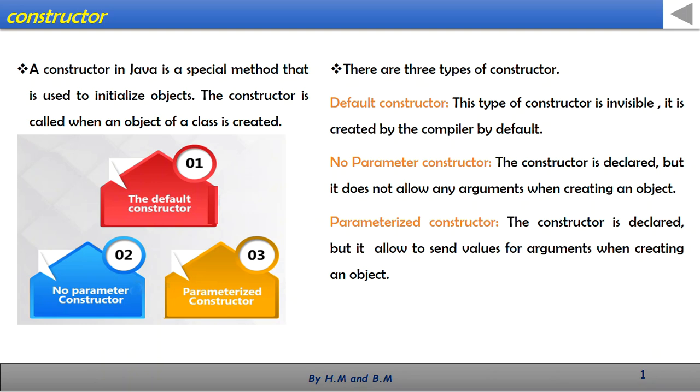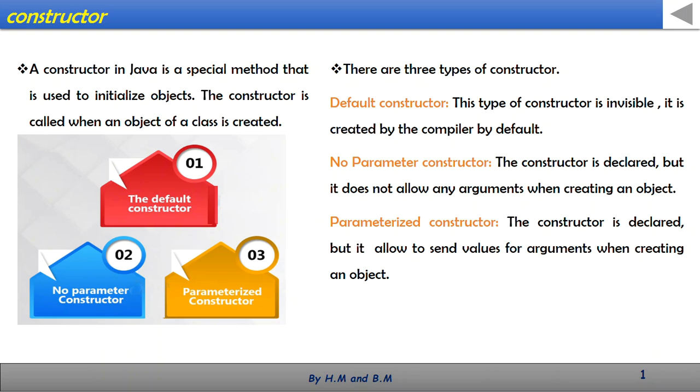The second one is the no parameter constructor. The user will define the constructor, but it doesn't allow us to send values for arguments when we create an object. The user will define a constructor having the same name and the same access modifier as the class.